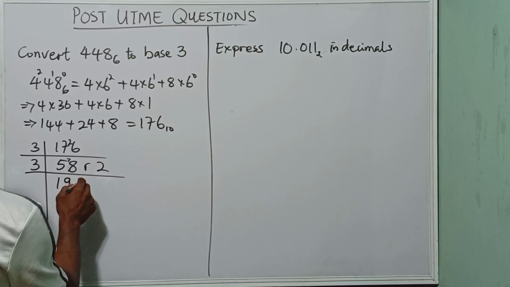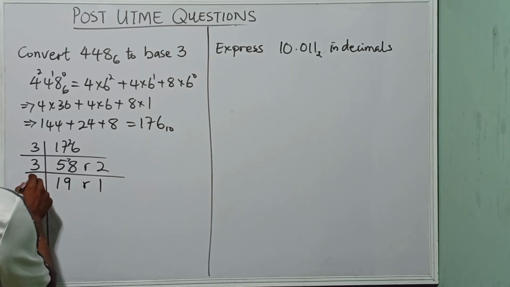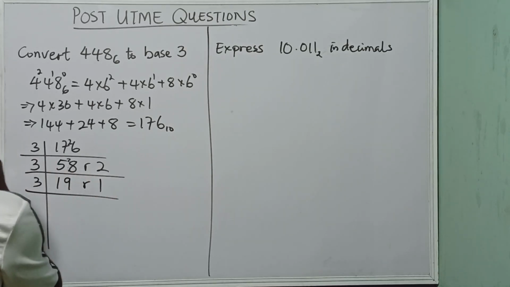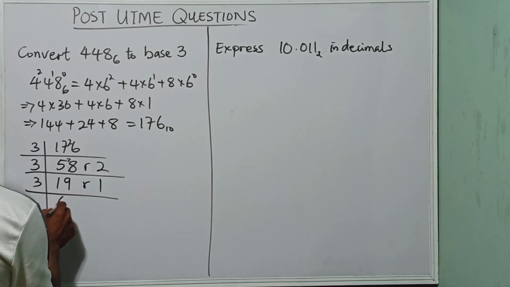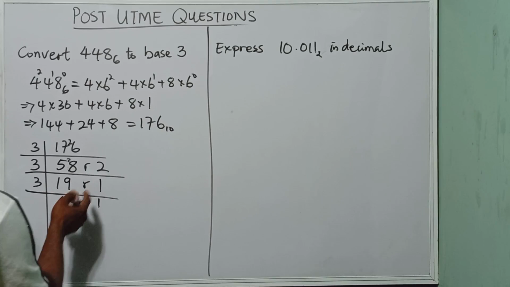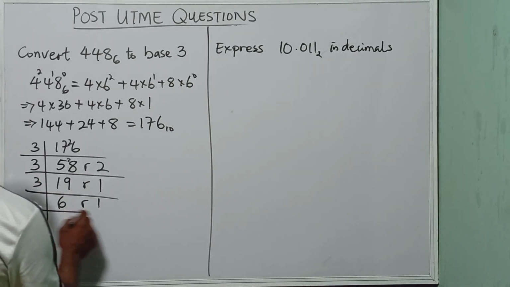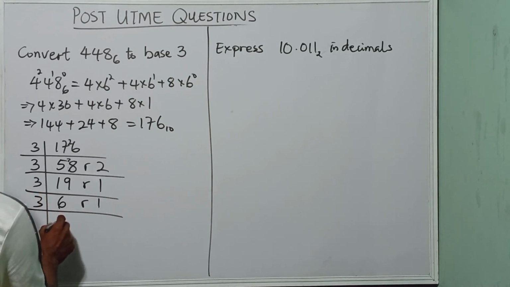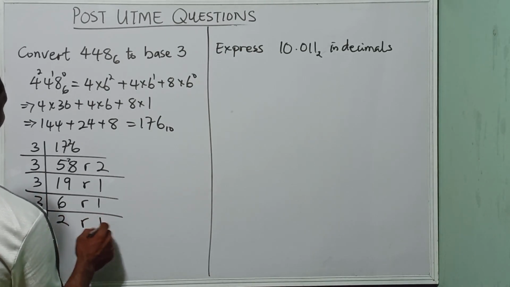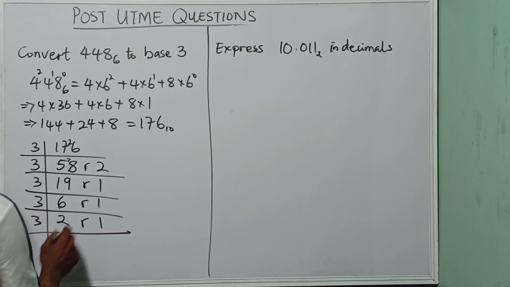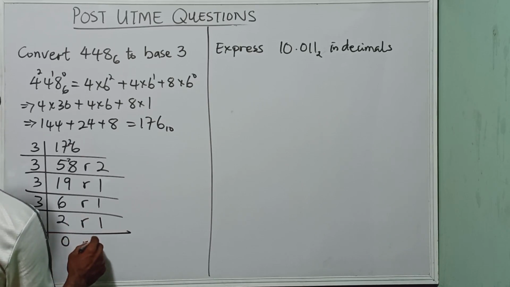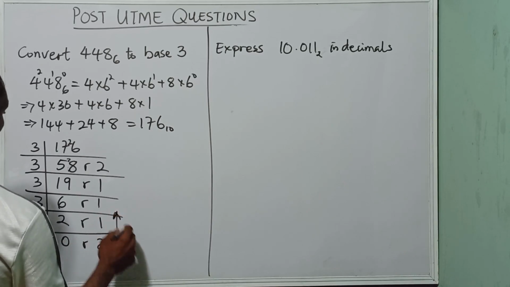So this gives us 9. Remainder 1. 3 into 19 would give us 6. Remainder 1. 3 times 6, 18. So 6. Remainder 1. 3 into 6 will give us 2. Remainder 0. And 3 into 2 will give us 0, remainder 2. So read upwards.